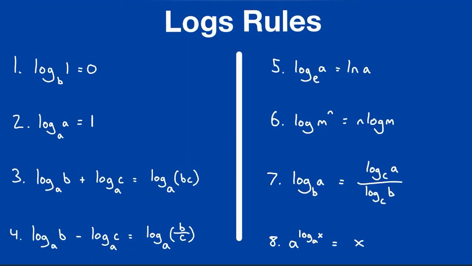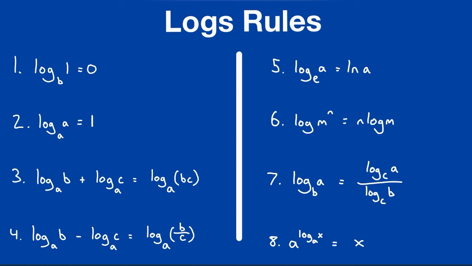Hey everyone, so now we'll be looking at the rules that logarithms, or logs, follow. The first rule is that whatever the base is, any integer, if the argument inside is 1, then the result will always be 0. So log base 10 of 1 is 0, log base 5 of 1 is 0, you get the idea. The second rule is, if the base and the argument are both the same number, then the result is always 1. So log 2 of 2 is equal to 1, log 10 of 10 is equal to 1.